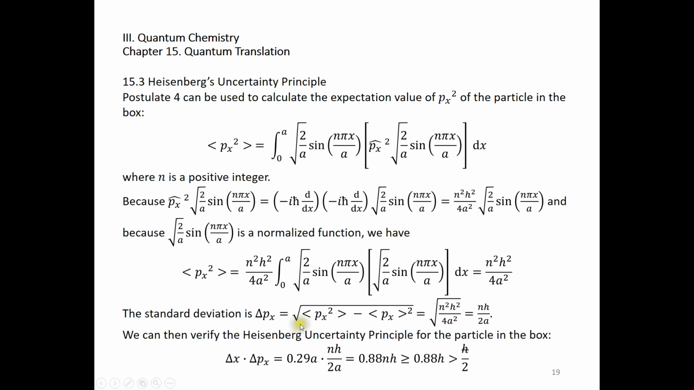Now let's verify the Heisenberg uncertainty principle. We calculated delta x to be 0.29a. It's independent of the quantum number n. Delta px depends on the quantum number n, so it's nh over 2a. We do the multiplication. We get 0.88 nh.